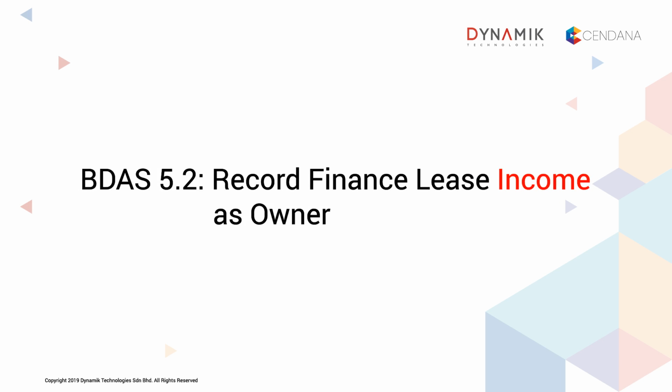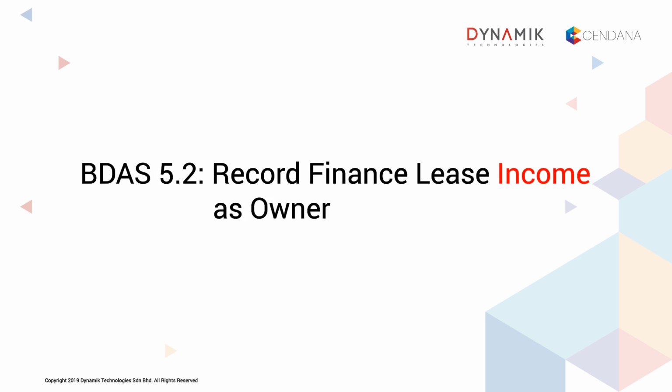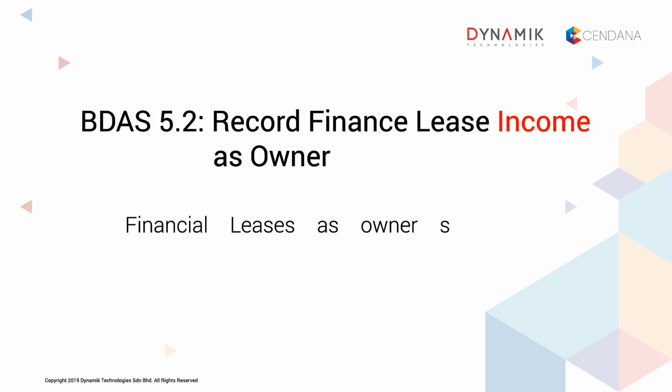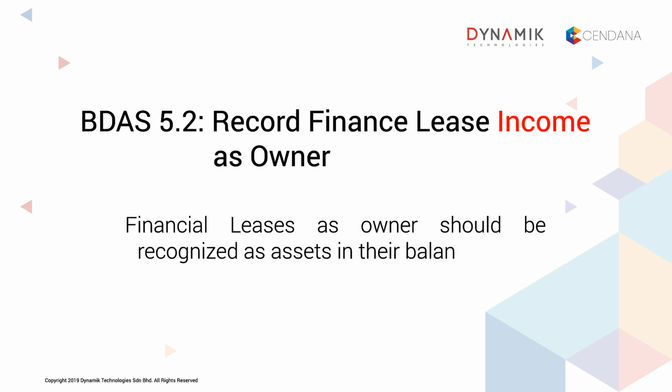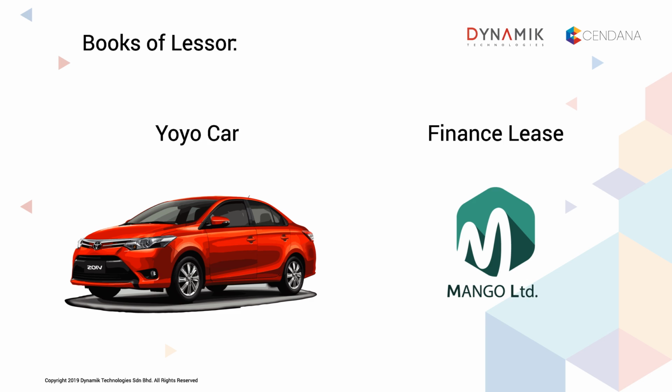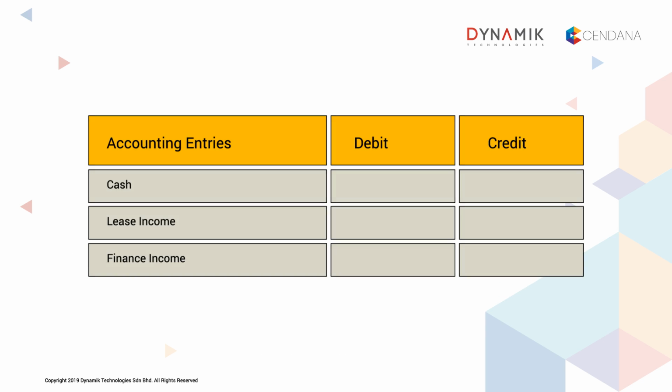BDAS 5.2 is to record finance lease income as owner, which is defined as finance leases as owner should be recognized as assets in their balance sheet. Let's use the sample scenario from the previous BDAS 5.1, but the difference with this scenario is that we are recording the income as owner under finance lease, and the rate of interest implicit in the lease is increased to 25%. Therefore, we can extract the following accounting entries, which is debit the cash received for $6,000, whereas credit will be the lease income for $4,500 and finance income with $1,500.